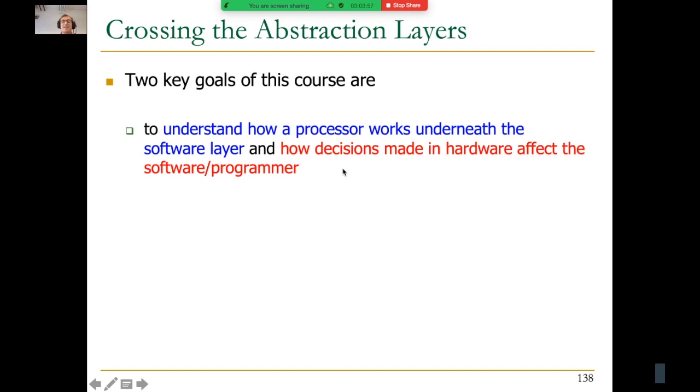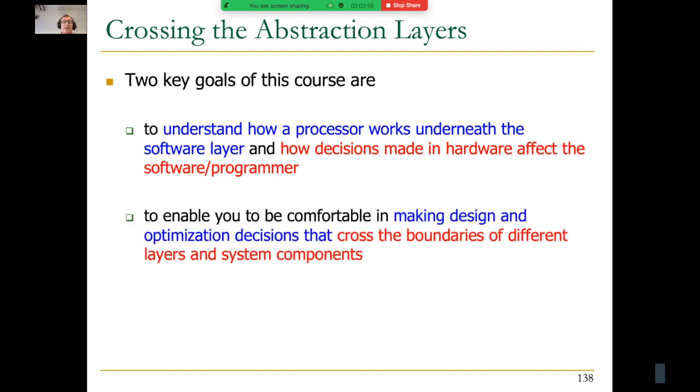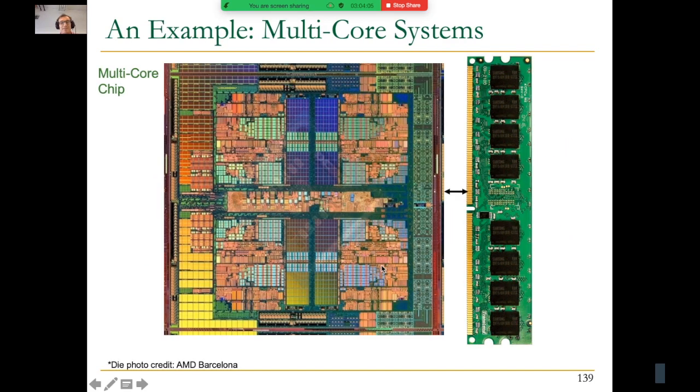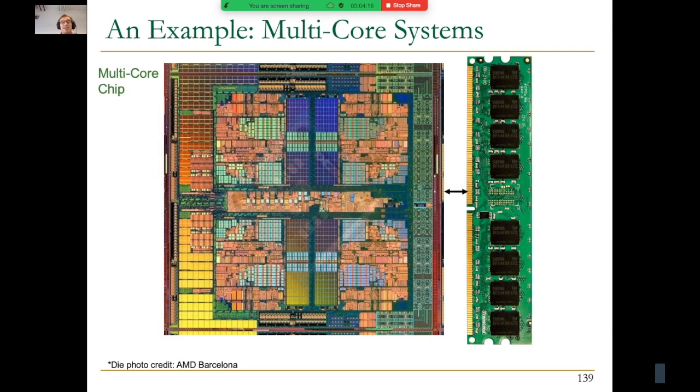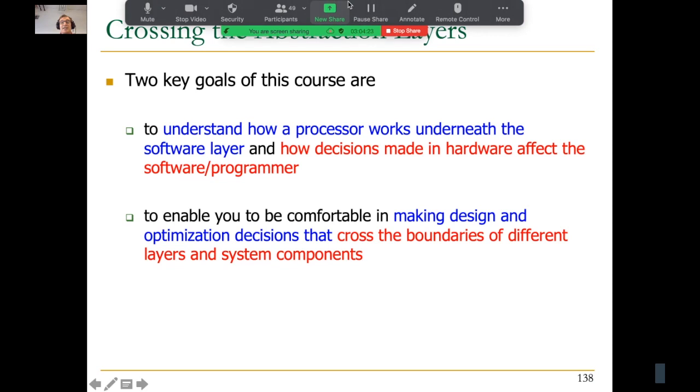So we're going to look at both sides of the coin. And hopefully you will become comfortable in making design optimization decisions that cross the boundaries of different layers and different components. So I think I'm going to stop at this point. I was going to give you some examples of crossing the abstraction layers. And I'm going to start with an example in multi-core systems, which leads to memory performance attacks. But I think we're going to pick up at this point tomorrow and talk about memory performance attacks and hopefully talk about DRAM refresh as well.